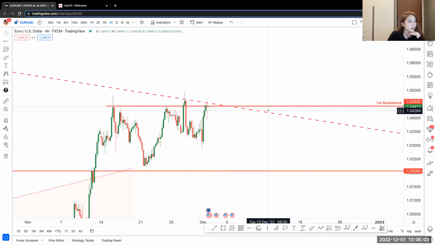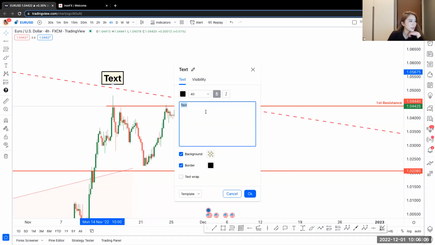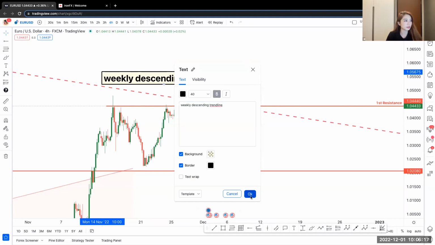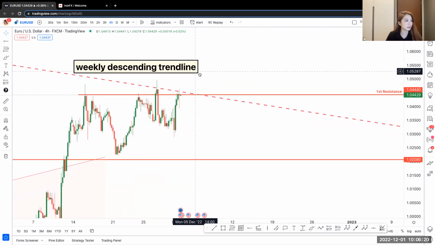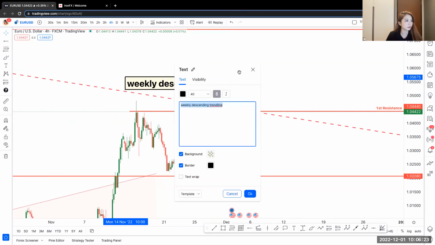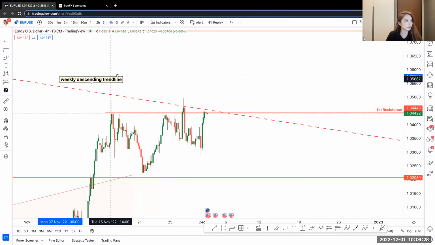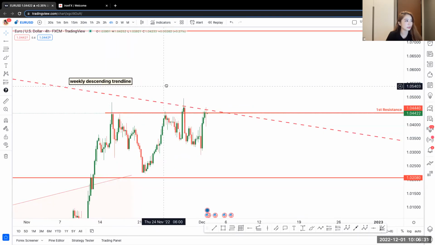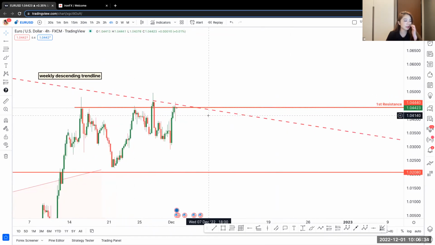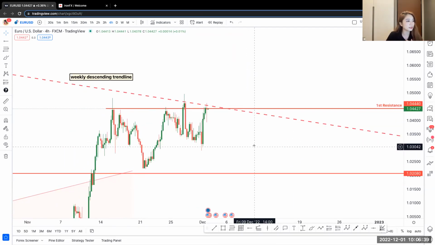Not big on the trends. However, if you remember the weekly descending trend line that we already marked out just now, let me change the fonts to big. This is the weekly descending trend line that we are seeing, the red dotted one. So looking at the resistance and also the descending trend line on the weekly, we are more highly likely to look at a downward movement per se.